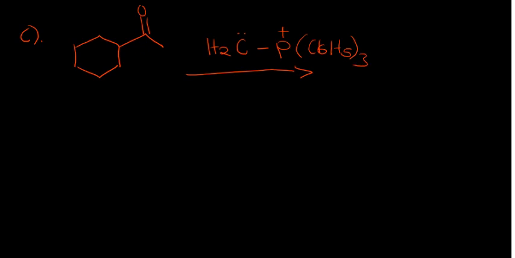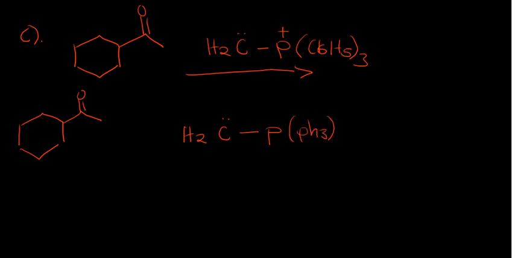The first thing that happens, I'll draw this one. I'll show you H2C double bond there, phosphorus, then this one I'll be using as PPh3, with phenyls. So this lone pair of electrons comes here to attack, then it breaks the bond to the oxygen, then you have a structure looking like this.